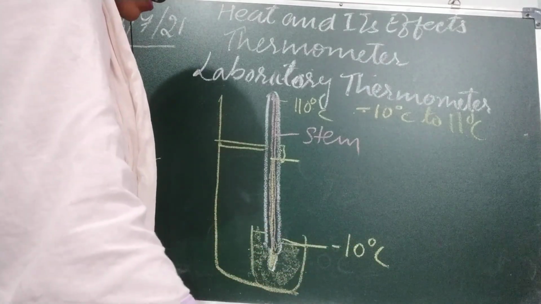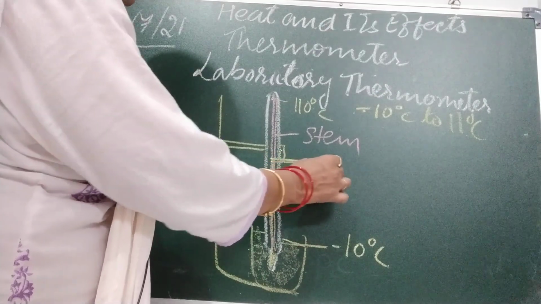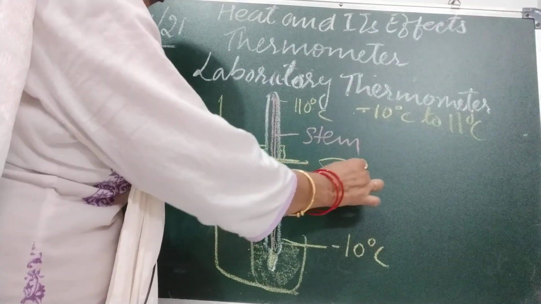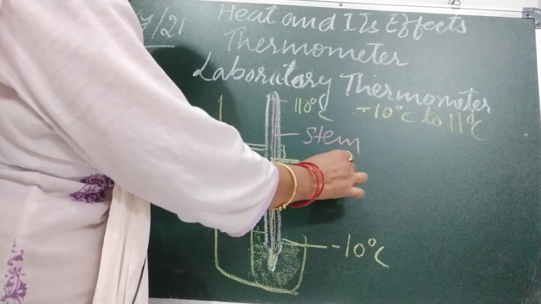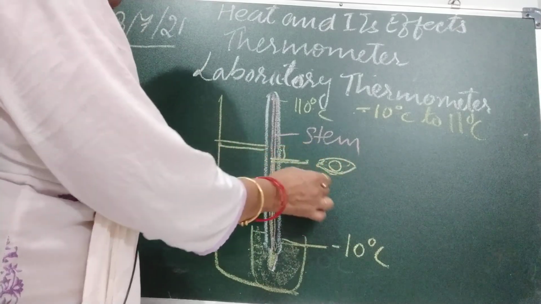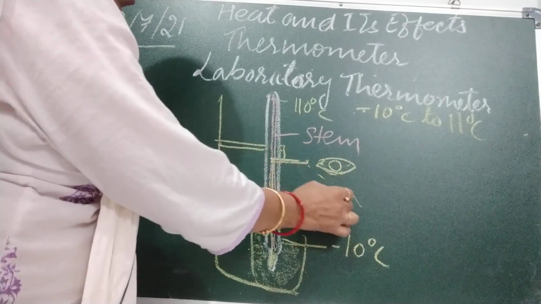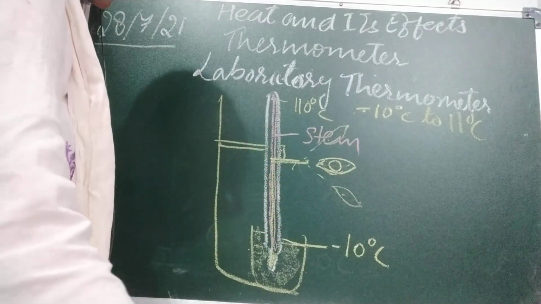While reading the temperature, suppose we are taking the temperature here, the level of our eyes should be in a straight line. If we see from the side, it will give the wrong reading.